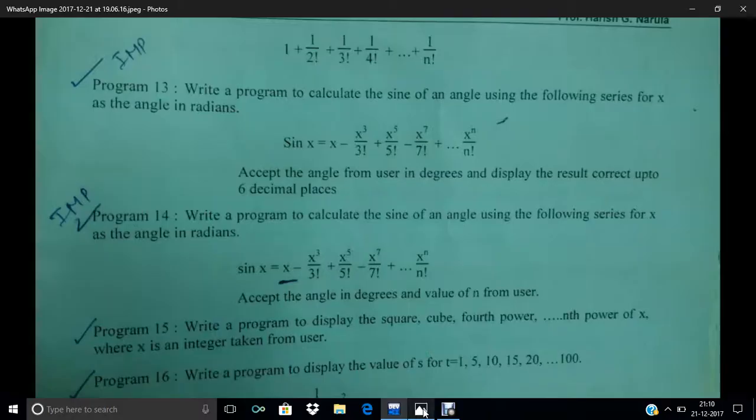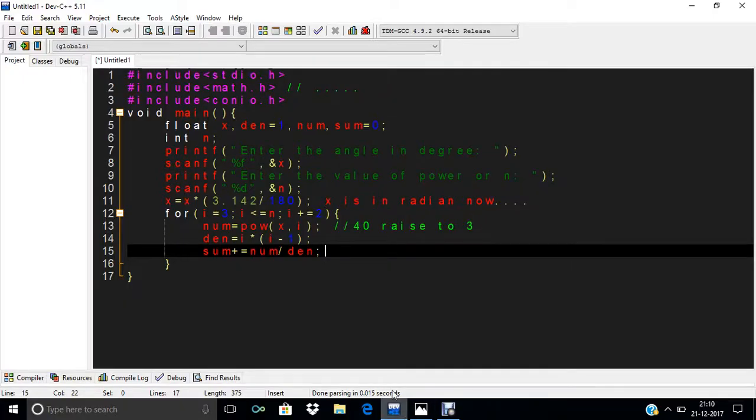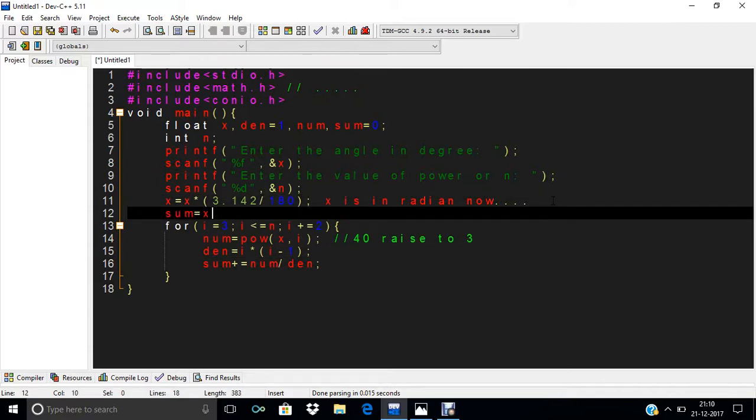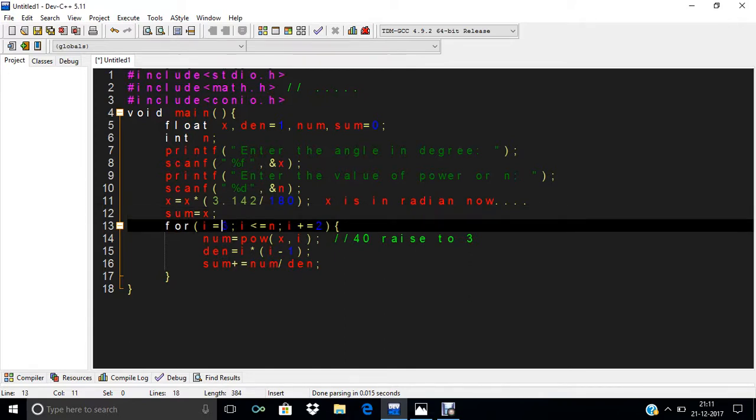But now we have left something, the first term, x. We have just calculated the series from x cubed upon 3 factorial till n, but we left out this term. So we need to add this term before the for loop starts: sum equals x. So the value of x is already stored into the sum. That was the reason I started the value of i from 3 and not from 1, and then incremented it by 2 to get only the odd values, with the condition i less than or equal to n, as you can see in the question.